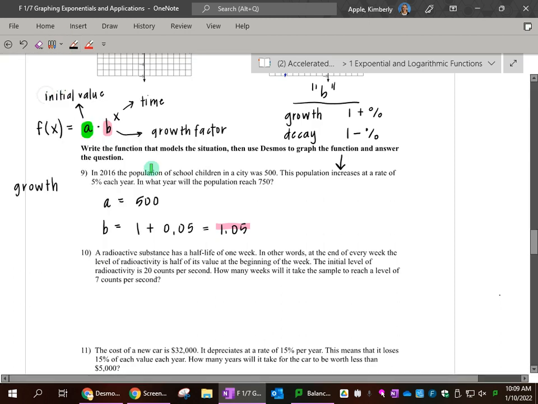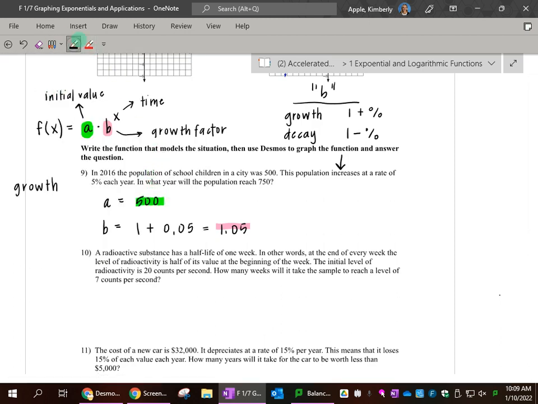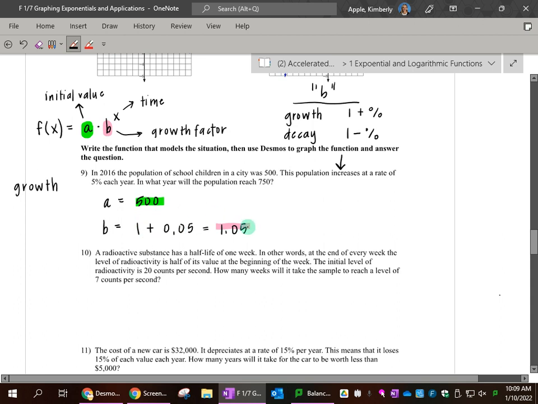And then from this point, the hard part is over. We've made these three determinations. And now the a goes in where the a is. So to write the function, we just say f of x is equal to a, which is 500, times b, which is 1.05, to the x. And there's your function. That wasn't terrible. No, it is not. Not at all.